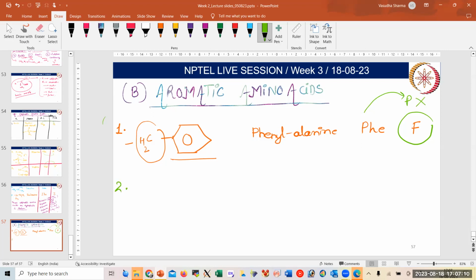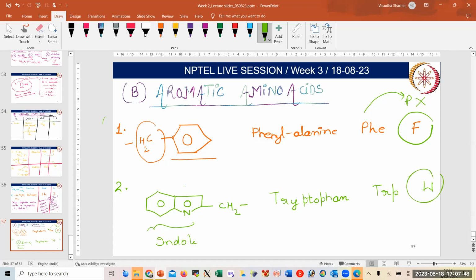The second one we have is, I hope you guys know about the indole system. There is a 6-member ring connected with a 5-member ring, and it has CH2 over here, which is your R group. So this part is your indole. The whole amino acid is called tryptophan, and it is written as TRP. Here also it starts with W. So this is also very important.